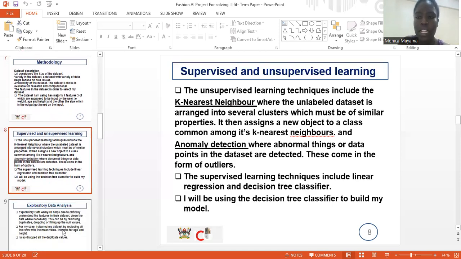Supervised and unsupervised learning techniques. The unsupervised learning techniques include k-nearest neighbor, where the unlabeled data set is arranged into clusters which must be of similar properties. It then assigns a new object to a class common among its k-nearest neighbors, and anomaly detection, where abnormal features or data points in the data set are detected. This can be detected in the outlier plots. The supervised learning techniques include linear regression and decision tree classifier. However, in my project, I'll be using the decision tree classifier to build my model.